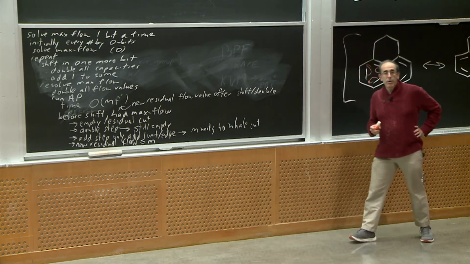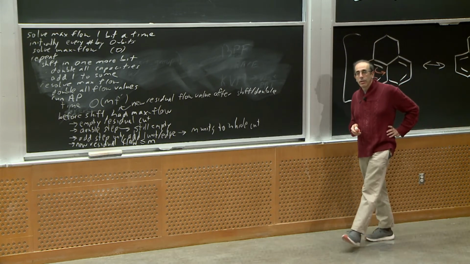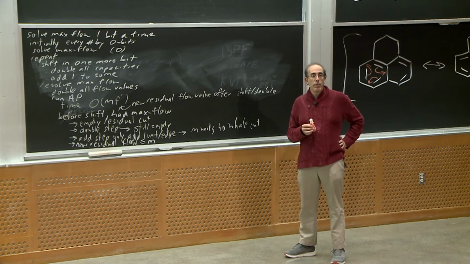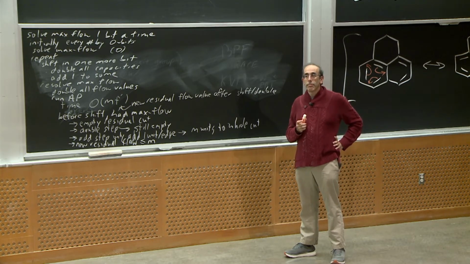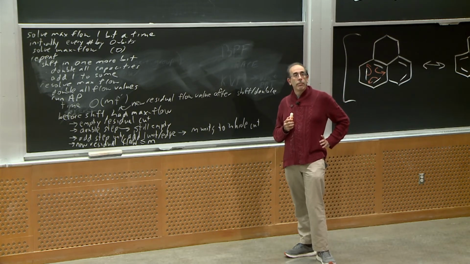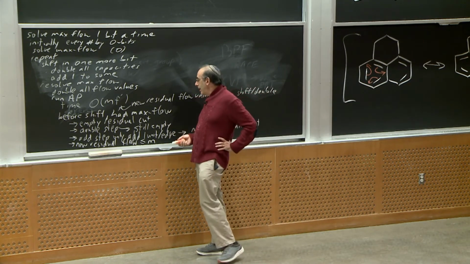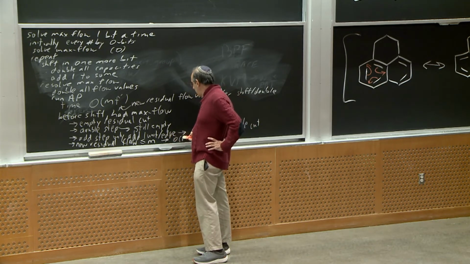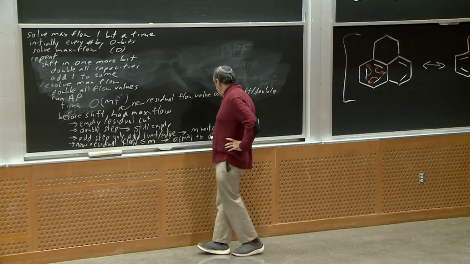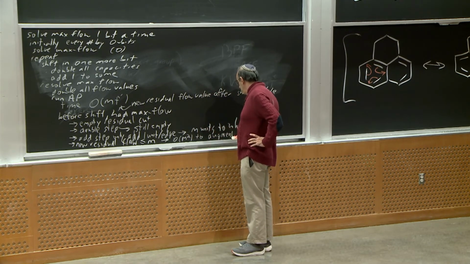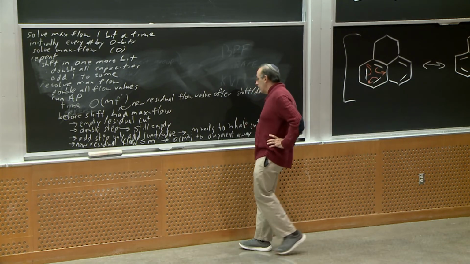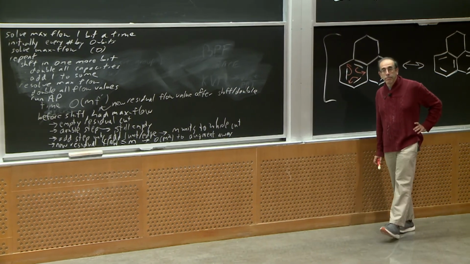Now, if the new residual flow is at most m, how long does it take us to find that new residual flow using augmenting paths? Yeah? M squared, right? A single augmenting path takes us m. We have to find m augmenting paths. So it takes us order m squared time to augment all of that residual capacity away and get back to a max flow.